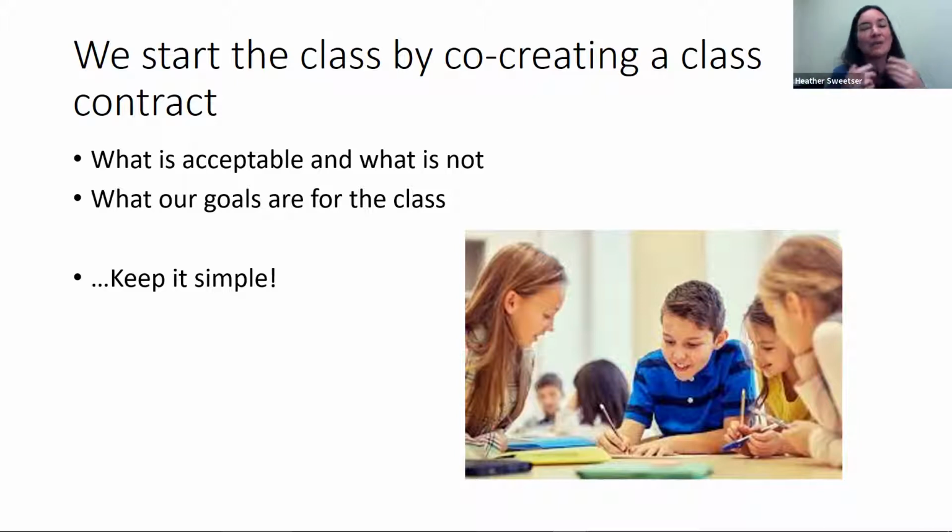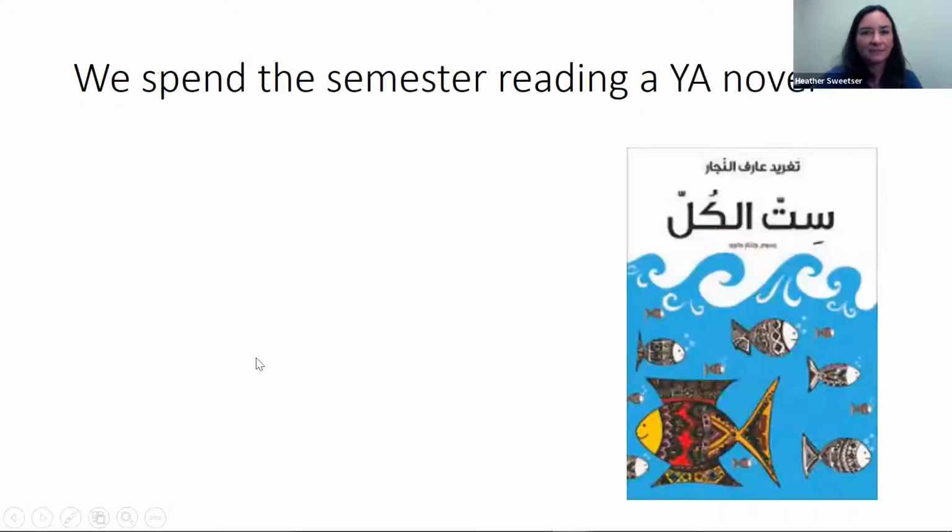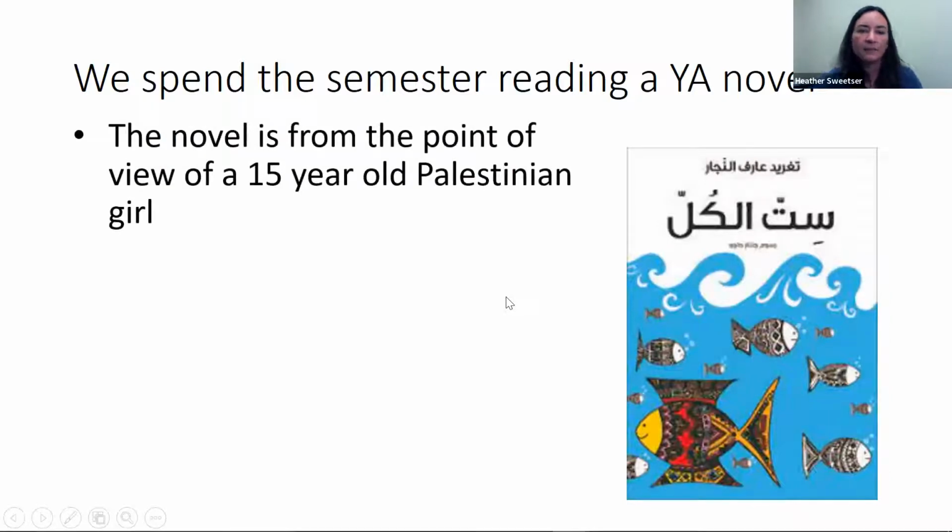So many times, especially at the university level, our syllabus is all about all the ways that you as a student can fail. And it really should be more about what we want to get out of this course, and what the student expectation of me is also. Then we all sign it at the end, and it becomes sort of a co-creation experience, starting that class off again on a good setting. So we spend this semester reading a young adult novel. It's called Against the Tide. The novel is from the point of view of a 15-year-old Palestinian girl living in the Gaza Strip.